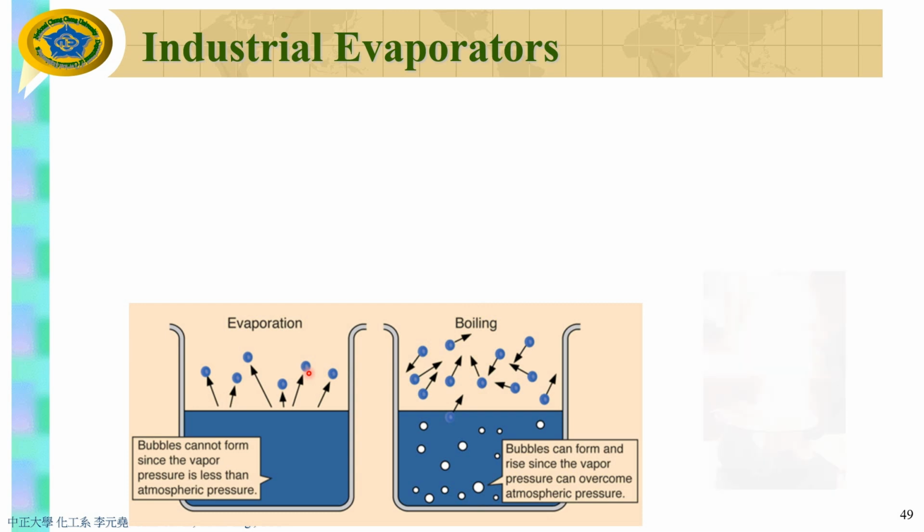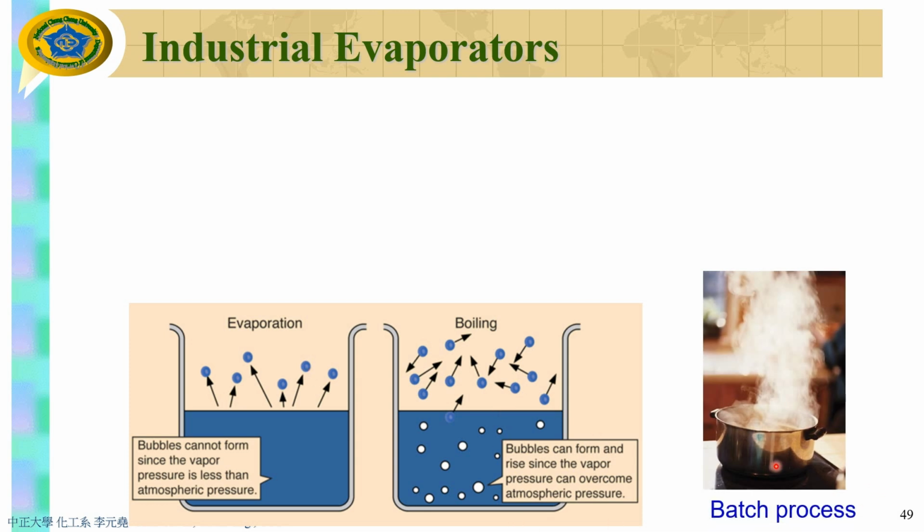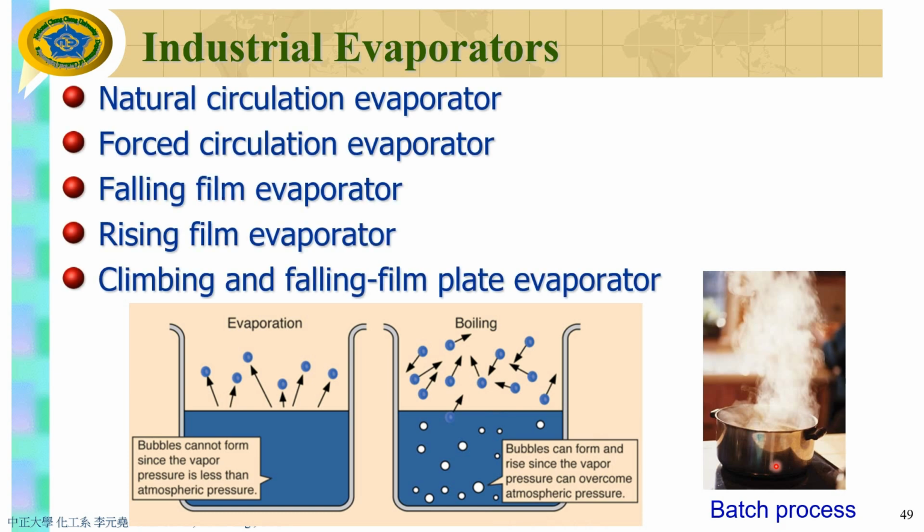Of course, this is what you do at home. This is the batch process. How about a continuous process? You want to do it on the industrial scale, and you want to vaporize water at very fast speed. So we use a continuous process. These are examples of evaporators, including the natural circulation evaporator, forced circulation evaporator, and falling film evaporator. There are many types of evaporators, depending on the different application you use.